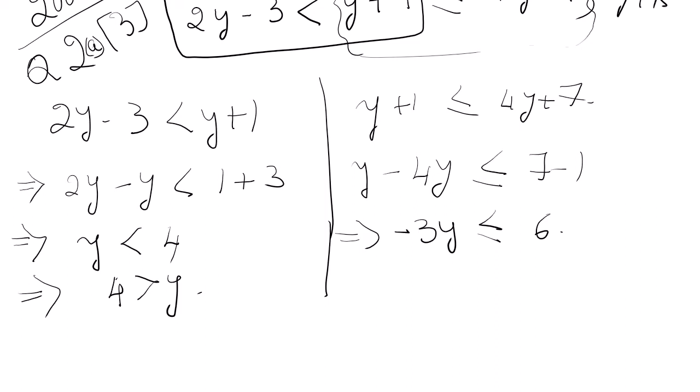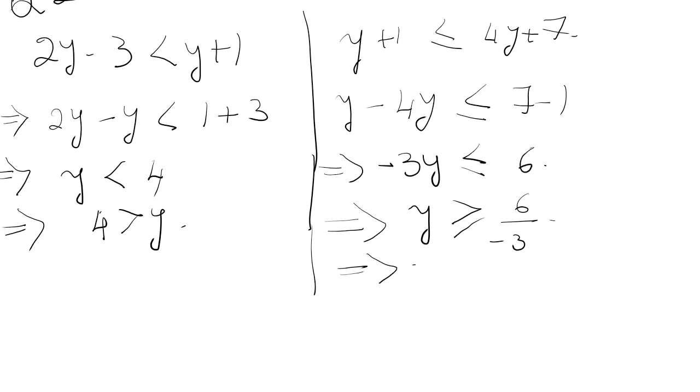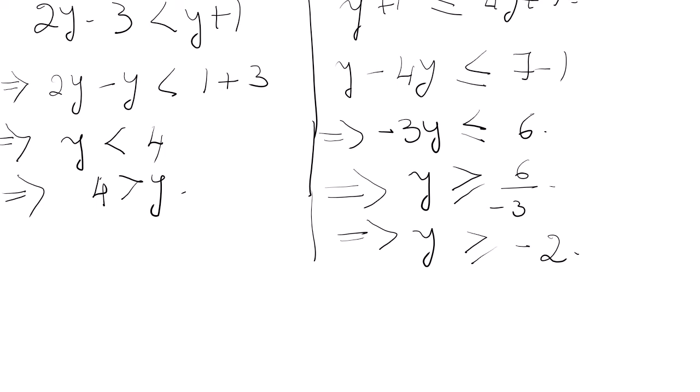Now in order to get only y, or remove minus 3, you divide by minus 3. If you divide by minus 3, the inequality sign will get reversed. So 6 upon minus 3. So this implies y is greater than or equal to minus 2. So if you combine 4 is greater than y, or y is less than 4, and y is greater than or equal to minus 2.